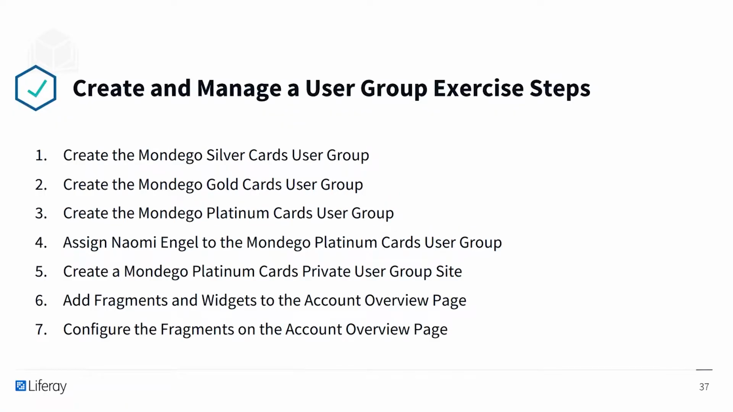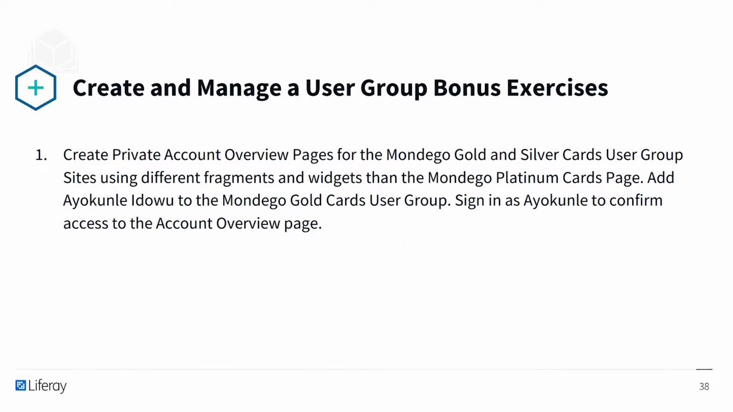Our exercise steps will be: create the Mondego Silver Cards user group, create the Mondego Gold Cards user group, create the Mondego Platinum Cards user group, assign Naomi Engel to the Mondego Platinum Cards user group, create a Mondego Platinum Cards private user group site, add fragments and widgets to the account overview page, configure the fragments on the account overview page. We also have a bonus exercise that we won't go over in the video.